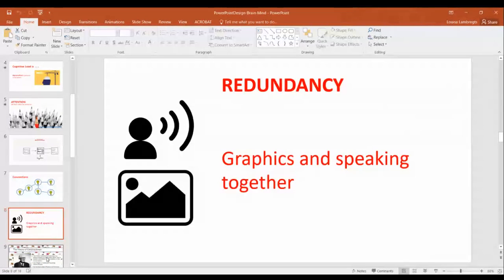Now, redundancy, the word for this, comes from cognitive science, so it actually sounds a little bit funny. Redundancy almost seems like repetition that's unnecessary. But what is intended here in terms of redundancy is the notion that learning happens in a presentation more powerfully when graphics and speaking happen together.